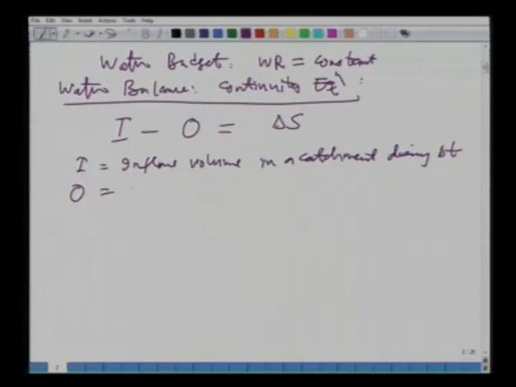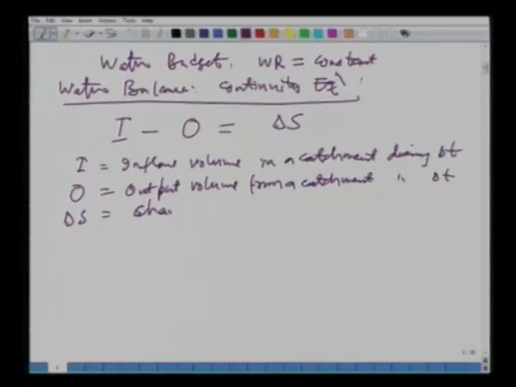Similarly, O is the output or outflow volume from a catchment during the same time delta t, and delta S is the change in storage of the catchment during the same time delta t. Okay.